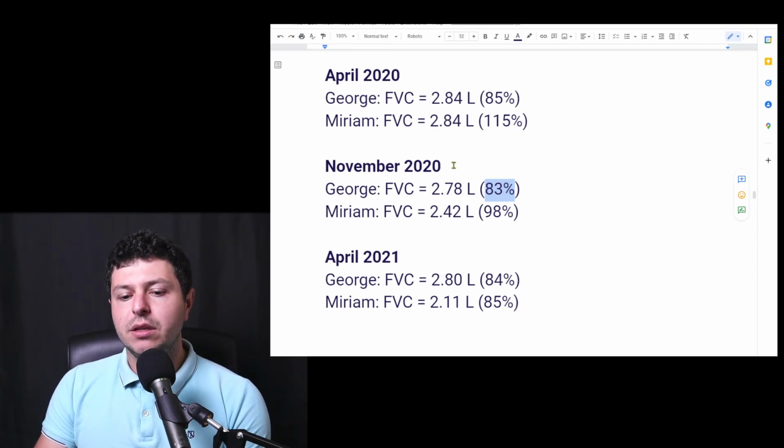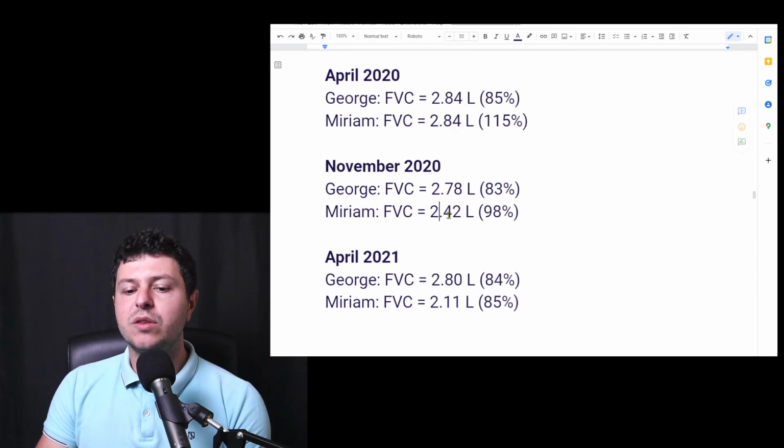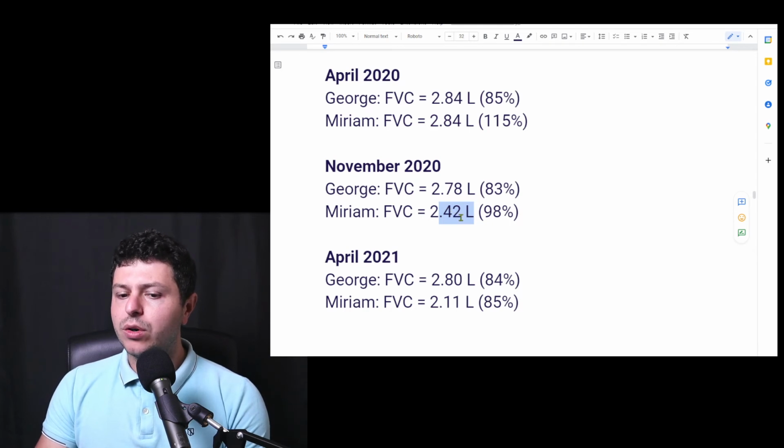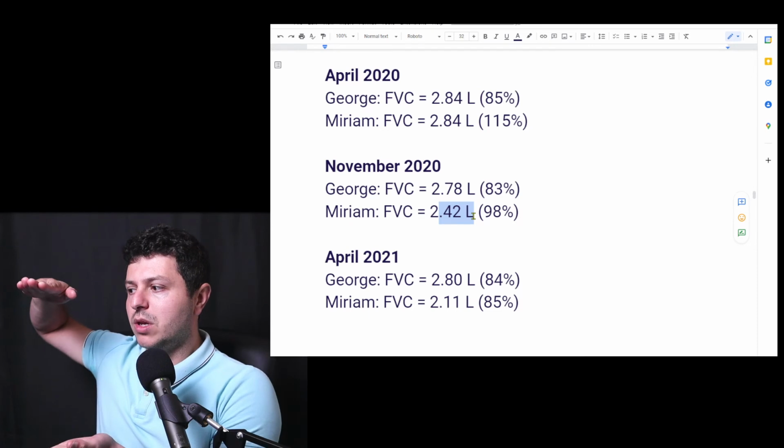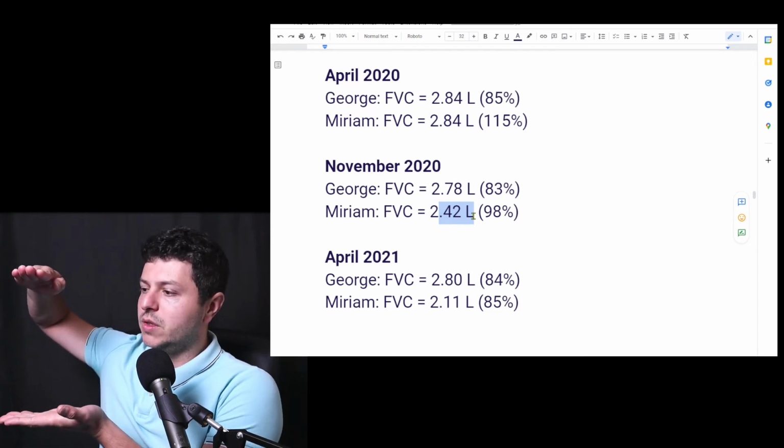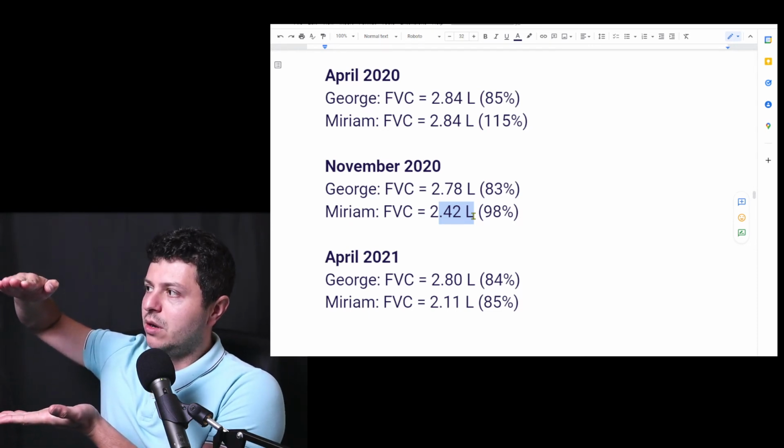Her FVC actually dropped from 2.84 liters to 2.42 liters. So she's lost, right, 420 milliliters of volume. So you can imagine that volume that was maybe this much, now is a little bit like this.